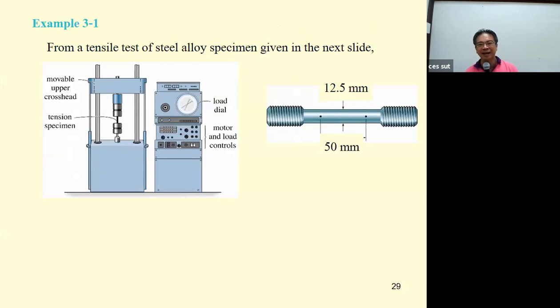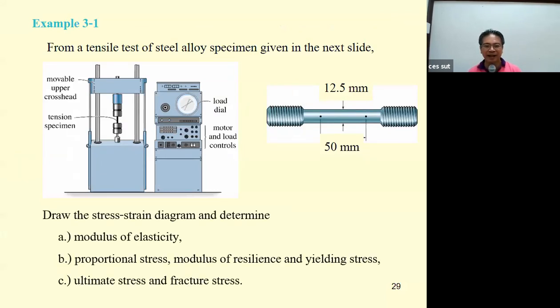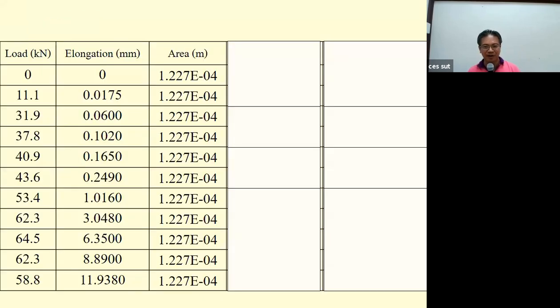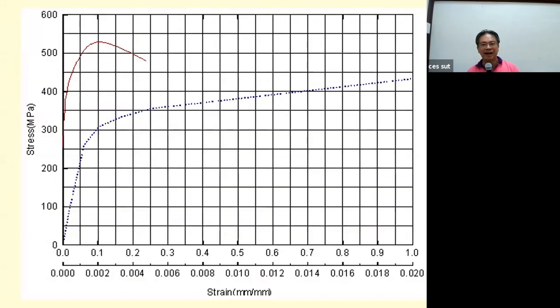Okay, and then the last example, we're coming to the tension test. They have some data and the stress strain diagram. They ask you to determine the modulus of elasticity, the proportional stress, modulus of resilience, and yielding stress. I should specify this one. You will find the value from the graph with the detailed scale. And for the ultimate and the fracture, you will find it from the stress strain diagram with the large scale.